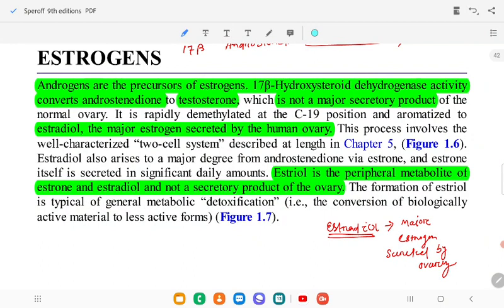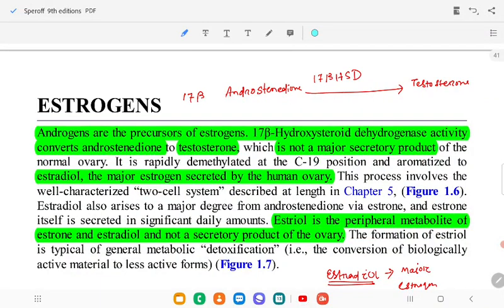Androgen is the precursor of estrogen. First thing you know, androgen is the precursor, so from the androgen you make the estrogen. 17 beta hydroxysteroid dehydrogenase activity converts androstenedione to testosterone, which is not a major secreted product of the normal ovary. It is rapidly demethylated at the C19 position by aromatase to estradiol.